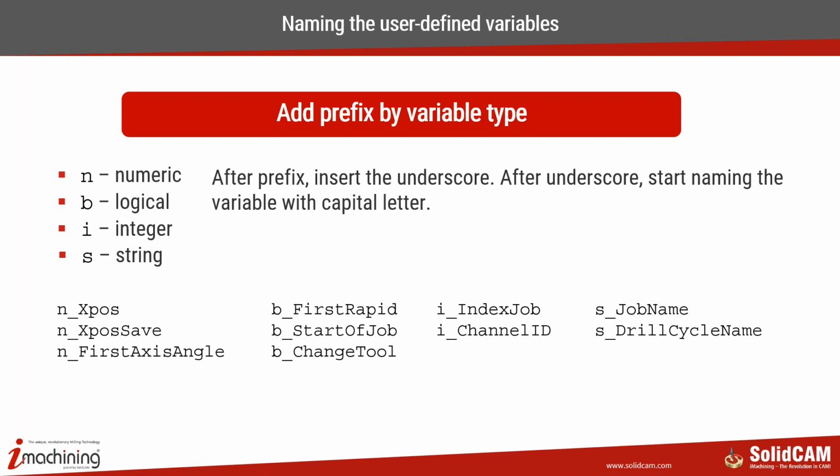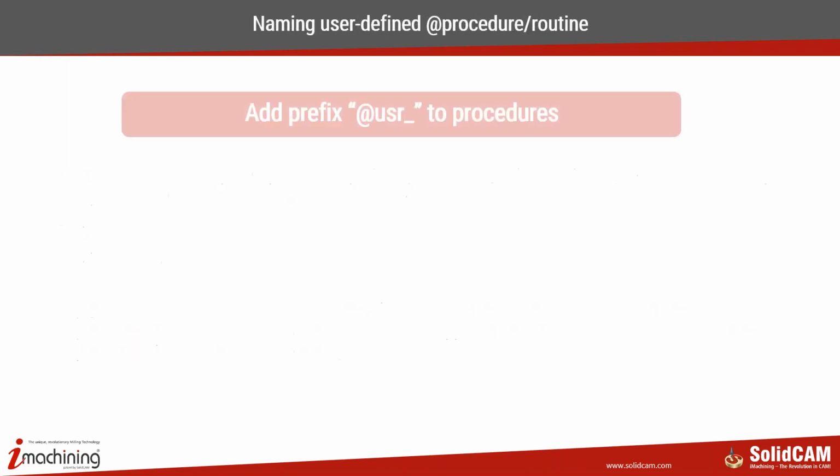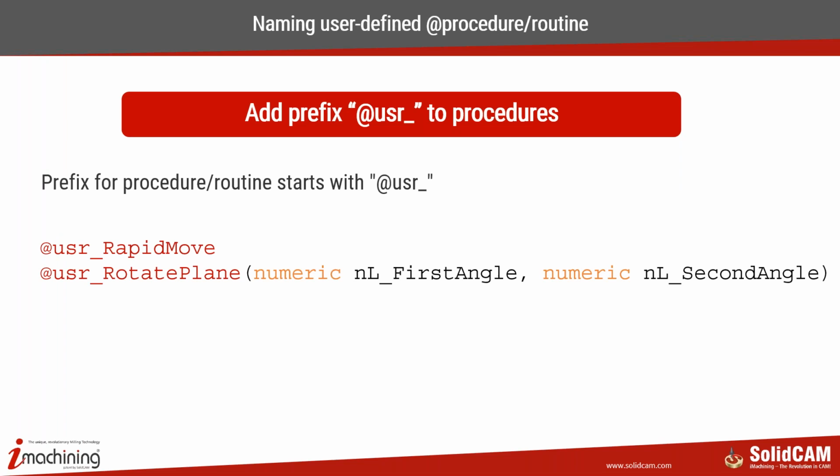It is not that easy, but it makes the job a lot easier because you know what type of data to expect from a variable when you see it in the GPP file. For user-defined procedures, we just add the @user and then the underscore and then the procedure name, again with capital letters.